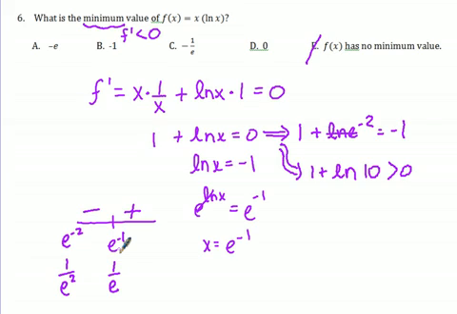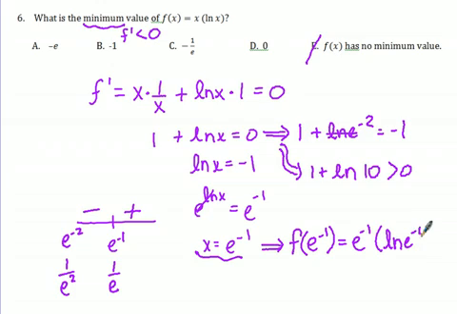So now the last step, I need to plug e to the negative 1 into the function. So f of e to the negative 1 is going to be equal to e to the negative 1 times the natural log of e to the negative 1. Again, natural log and e cancel out, and I get negative e to the negative 1, which could also be rewritten as negative 1 over e, which is answer choice C.